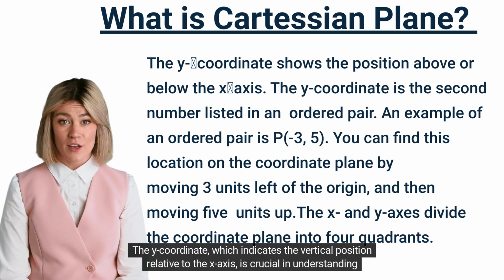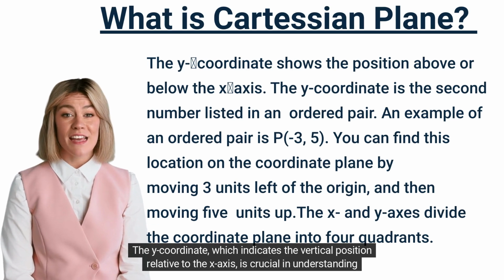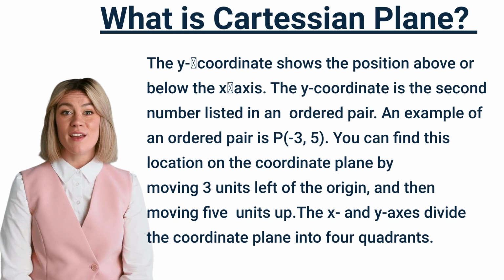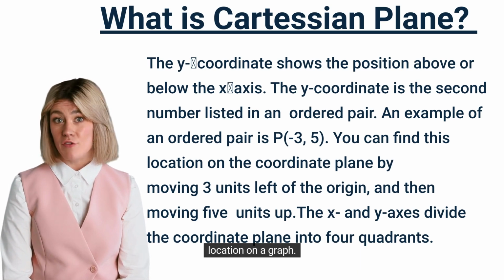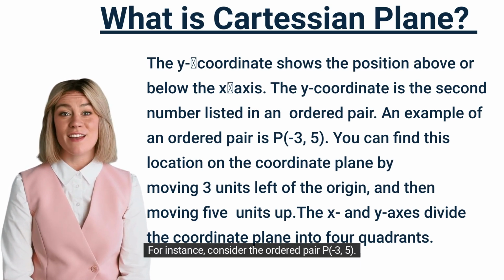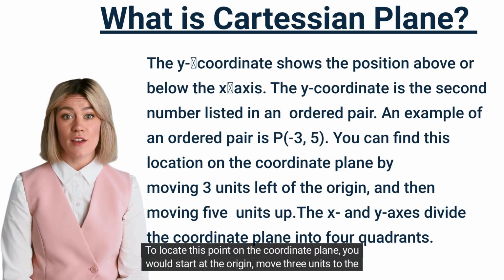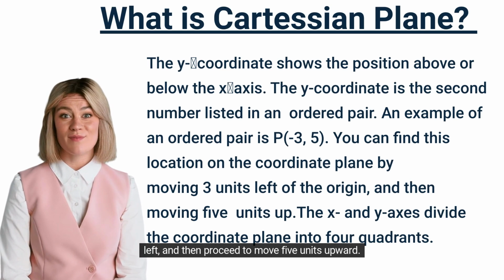The y-coordinate, which indicates the vertical position relative to the x-axis, is crucial in understanding the layout of the coordinate system. The y-coordinate is always the second number in an ordered pair, which serves to pinpoint a specific location on a graph. For instance, consider the ordered pair P(-3, 5). To locate this point on the coordinate plane, you would start at the origin, move 3 units to the left, and then proceed to move 5 units upward.